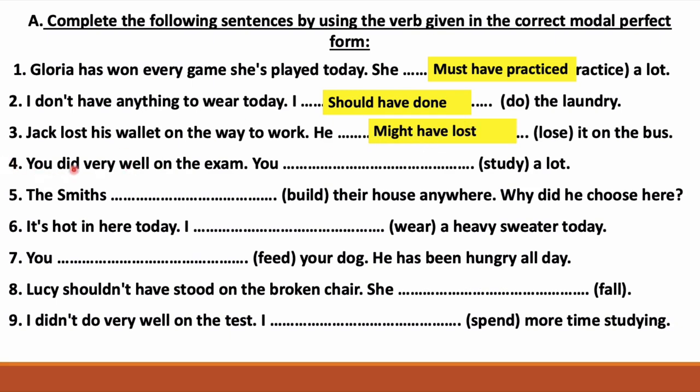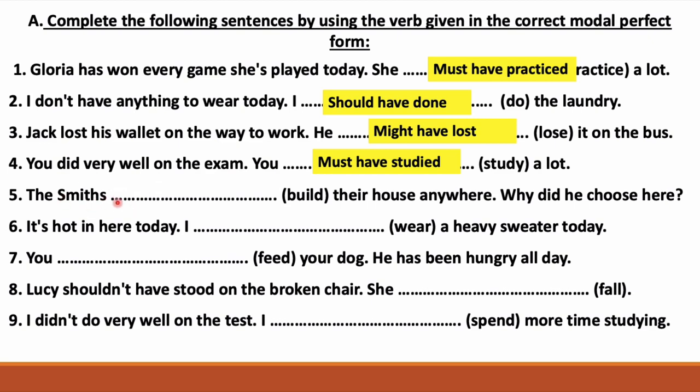Number four: you did very well on the exam. You, what? You must have studied a lot. Here we have certainty based on evidence. What is the evidence? You did very well in the exam. So I'm sure that you studied a lot.